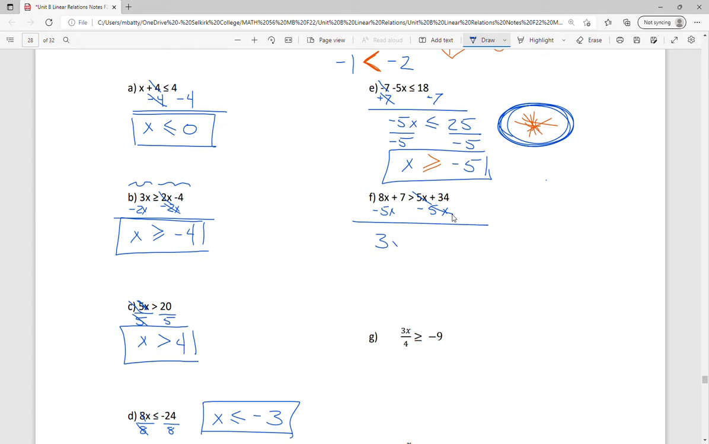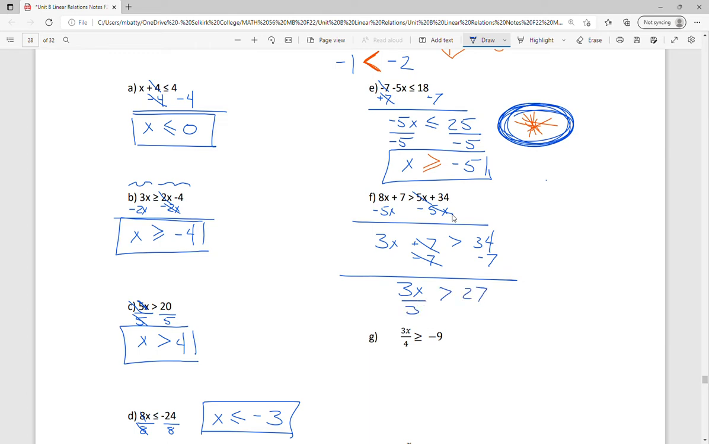I'd have 3x plus 7. These look scary when you first look at them, and then you realize, oh, it's all the same things other than this one exception, right? I'd have 3x, what's that worth? Oh, I copied a 35. I was going to say things are not working out here. I copied 34 as a 35. Sorry about that. There we go. That'll work.